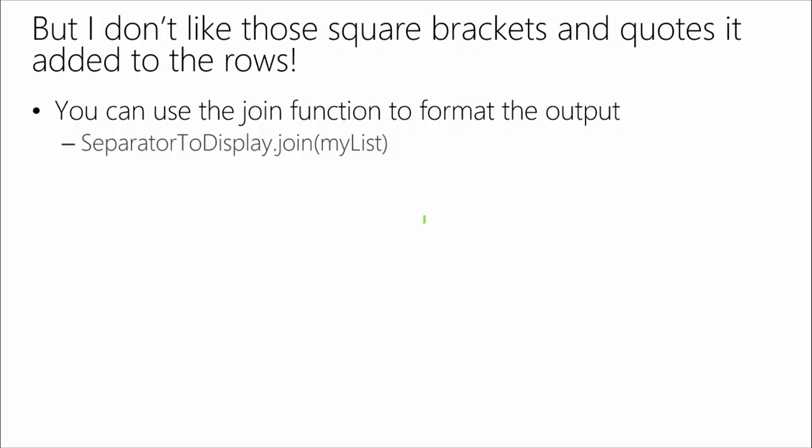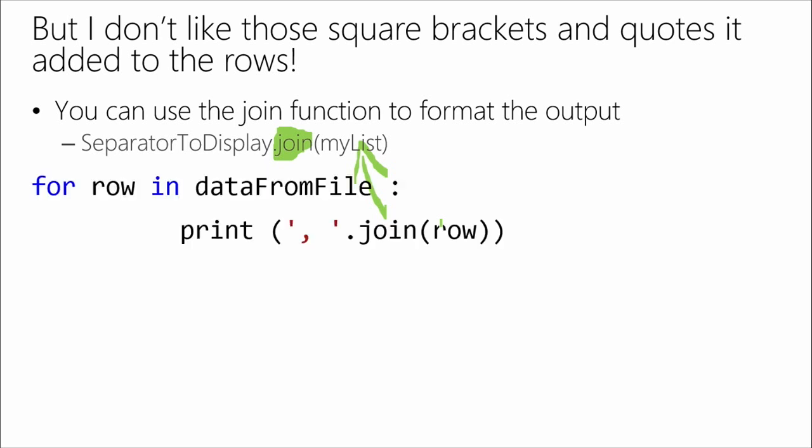So the way it works is you specify the separator that you want to display, a comma, a semicolon, a colon, a slash. Then you say .join, the word .join, this is a keyword, you can't change that. And then you specify the variable name that holds your list. And this doesn't have to be a list from a CSV file. This works on any list, by the way.